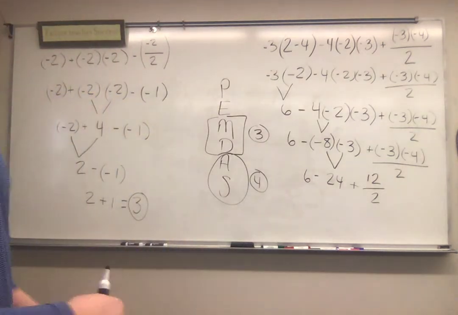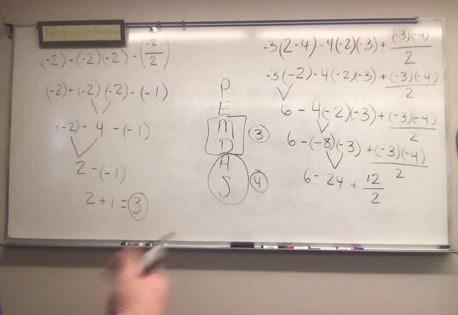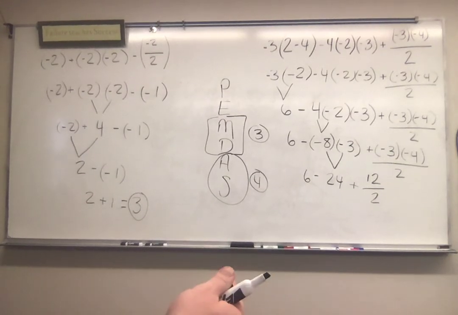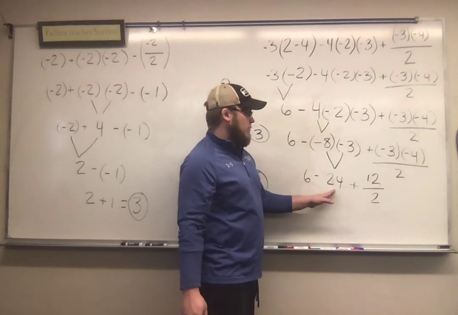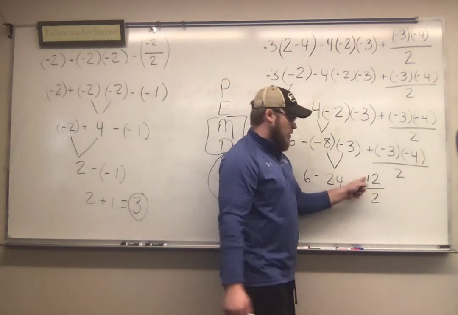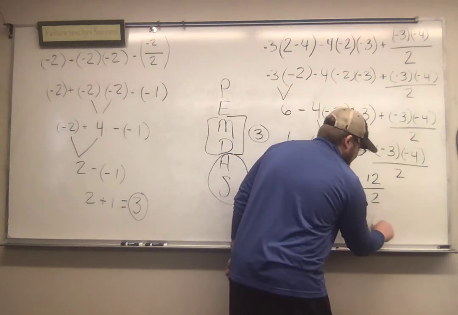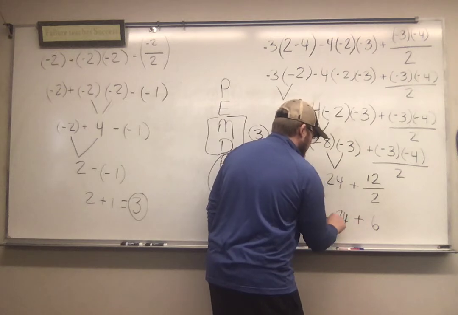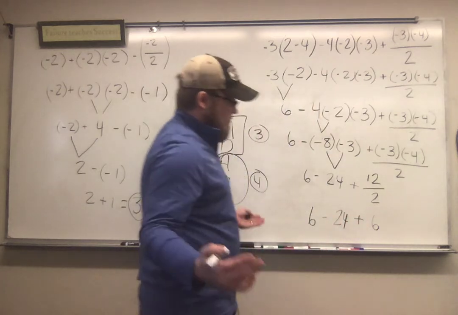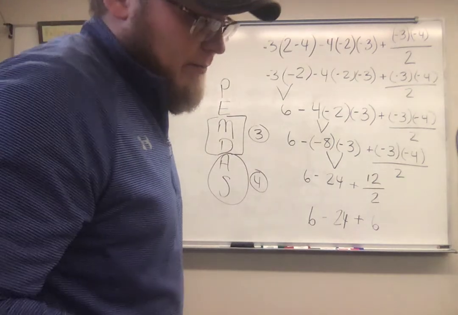Now we actually have a division sign here, so we need to go to the very end, and we need to change that. So we aren't going to start with 6 minus 24. We're going to start with 12 divided by 2. And we are going to get 6 plus 24. And then I just rewrote everything again.